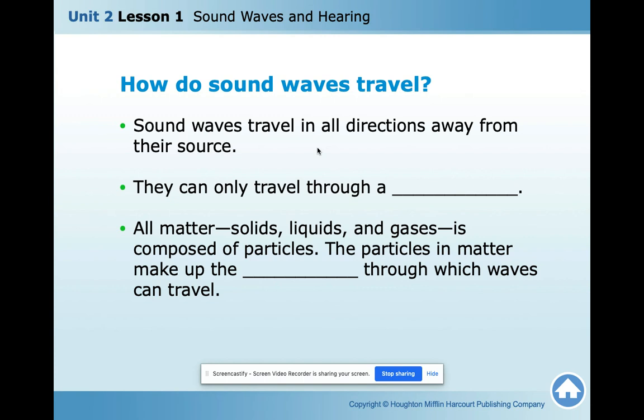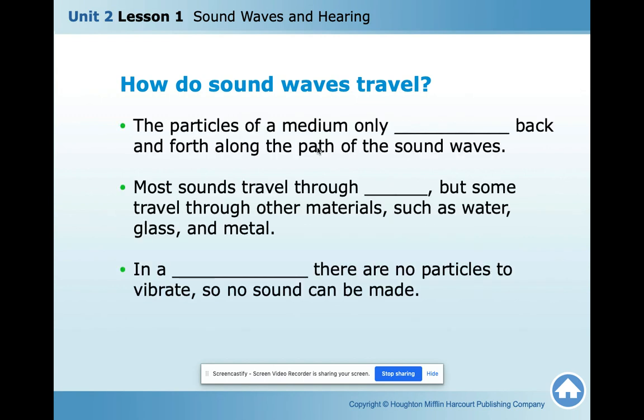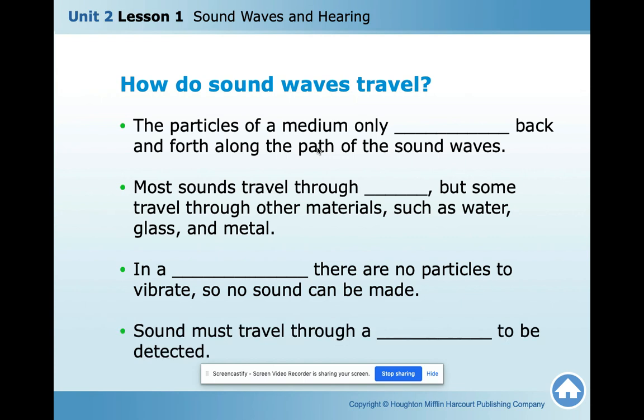And when I say medium, I mean all matter. So solids, liquids, gases, anything composed of particles, those are our mediums. So the particles in matter make up the vibrations through which the sound waves can travel. The sound waves are almost bouncing off of those particles, creating those vibrations which travel to our ear. So the particles of a medium only vibrate back and forth along the path of the sound wave. Whatever the path is taking, that's where they'll vibrate.